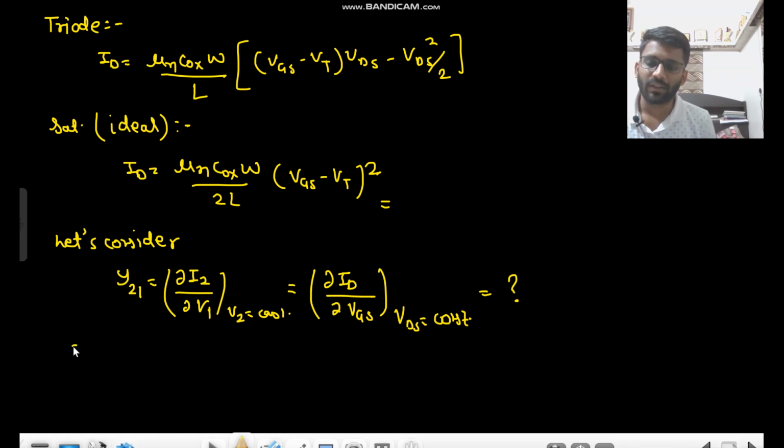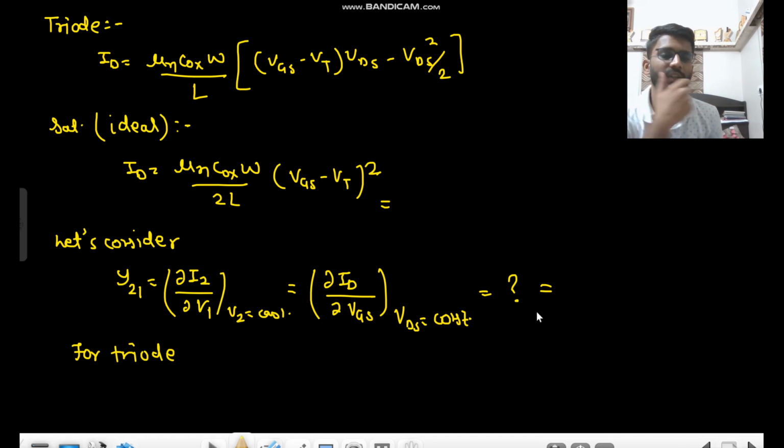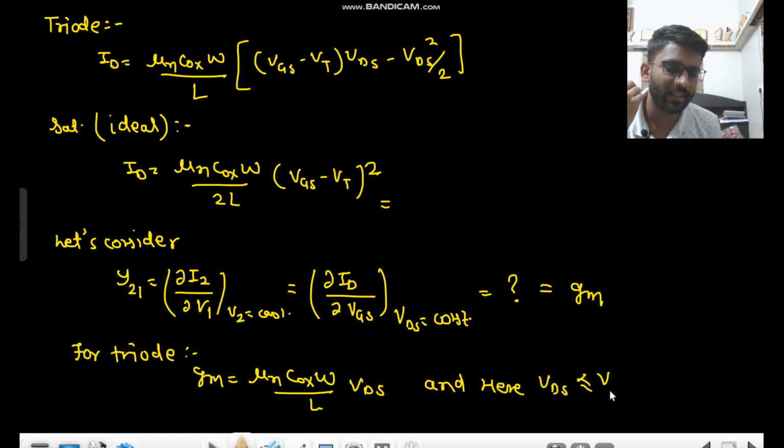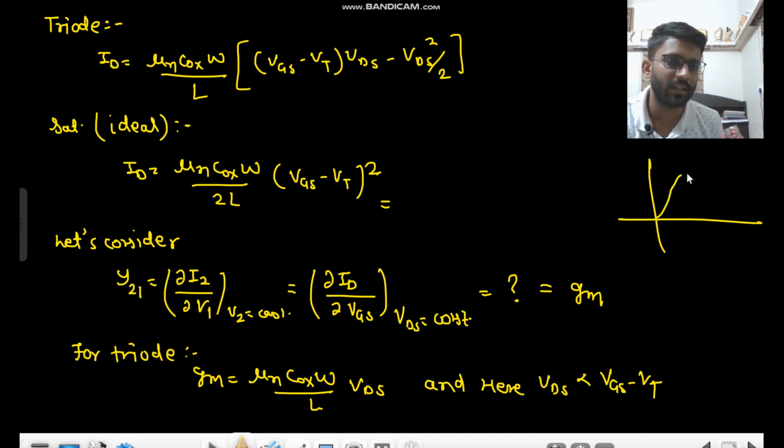So for triode region, now this is equal to what? Delta ID upon delta VGS. This is equal to what? gm, transconductance, right? So for triode region, what is the transconductance? Mu n COX W by L VDS, right? And here VDS is very much less than VGS minus VT, right? Because we have seen the characteristics and I have told you as well.